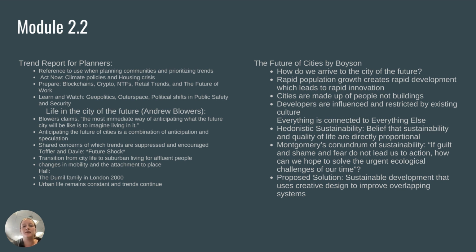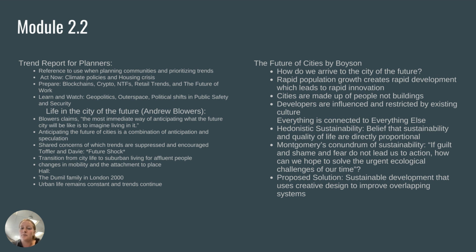I'm Kayla, and I'm going to review the readings provided for Module 2.2, starting with the 2023 Trend Report for Planners. The Trend Report for Planners is a tool used when planning communities and is helpful for prioritizing trends and enabling planners to implement meaningful policies applicable to current and future trends. The report is compiled of a list of over 100 existing, emerging, and potential future trends that the APA Foresight Team and the Trend Scouting Foresight community identified as relevant to planning.